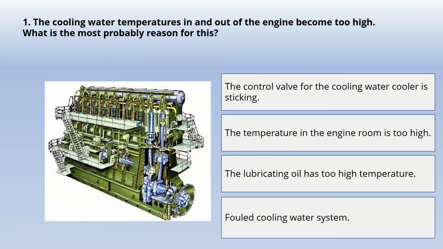Our first question is, the cooling water temperature in and out of the engine become too high. What is the most probable reason for this? And the options are: the control valve for the cooling water cooler is sticking, the temperature in the engine room is too high, the lubricating oil has too high temperature, fouled cooling water system. And the correct option for this question is, the control valve for the cooling water cooler is sticking.